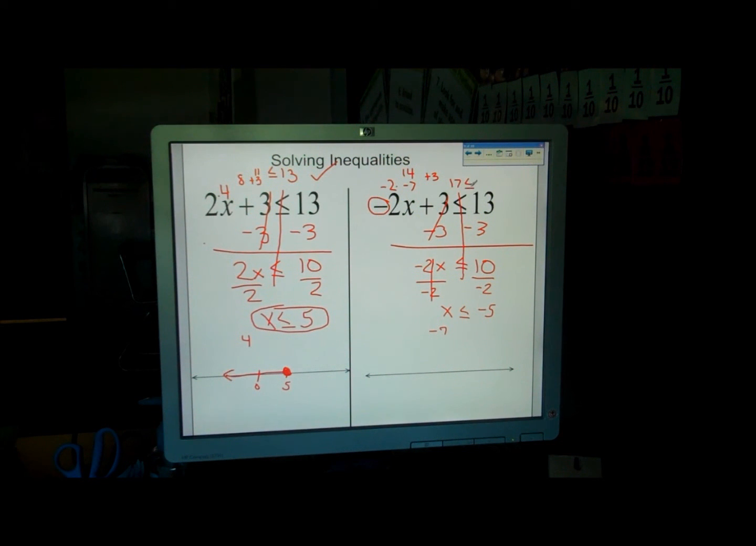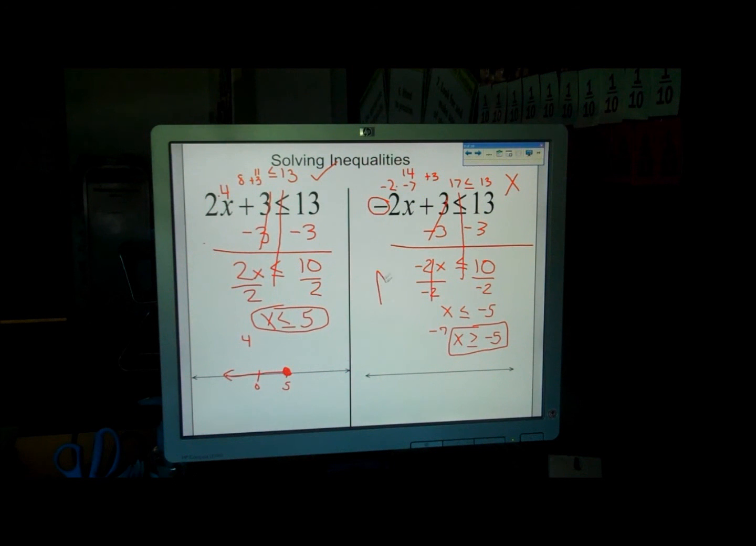Is 17 less than or equal to 13? No. It is not. That is not a true statement. What we need to walk away with is, if you multiply or divide by a negative, you have to flip the sign. So this is not x less than or equal to -5. It needs to be x is greater than or equal to -5.